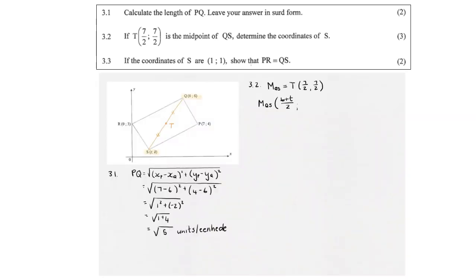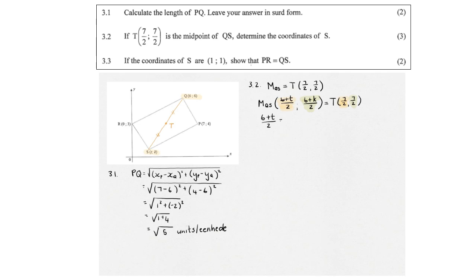So that is 6 plus d over 2. And then the y-coordinate of the midpoint is the sum of the y-coordinates of the two endpoints, Q and S, and we divide that by 2 as well. So it's 6 plus k over 2. And that equals T with coordinates 7 over 2 and 7 over 2. So from this, we can see that 6 plus d over 2 will be equal to 7 over 2, and 6 plus k over 2 will also be equal to 7 over 2.